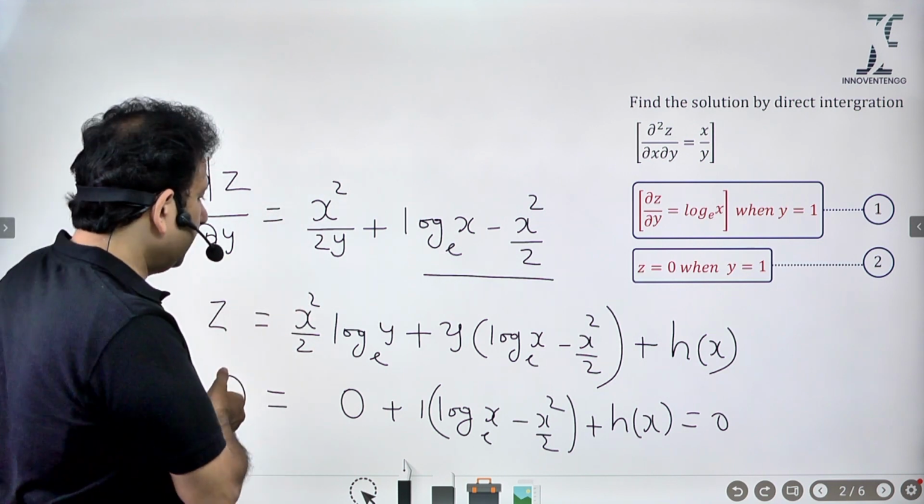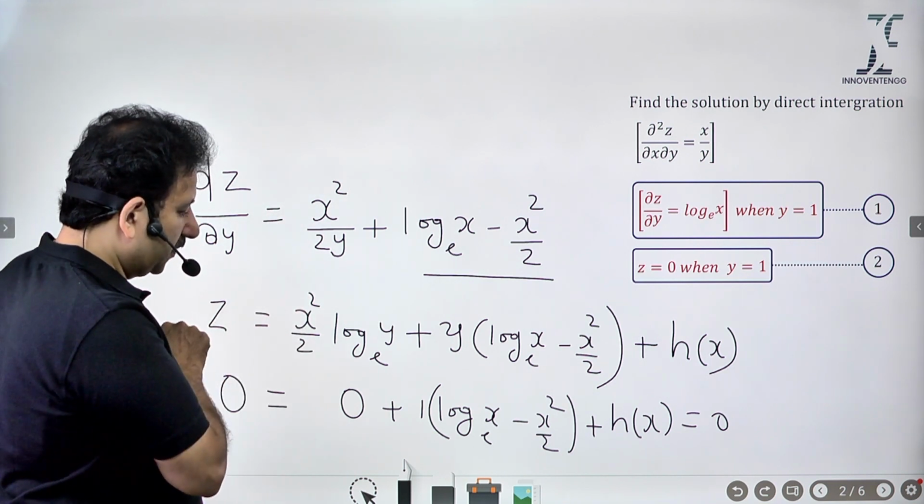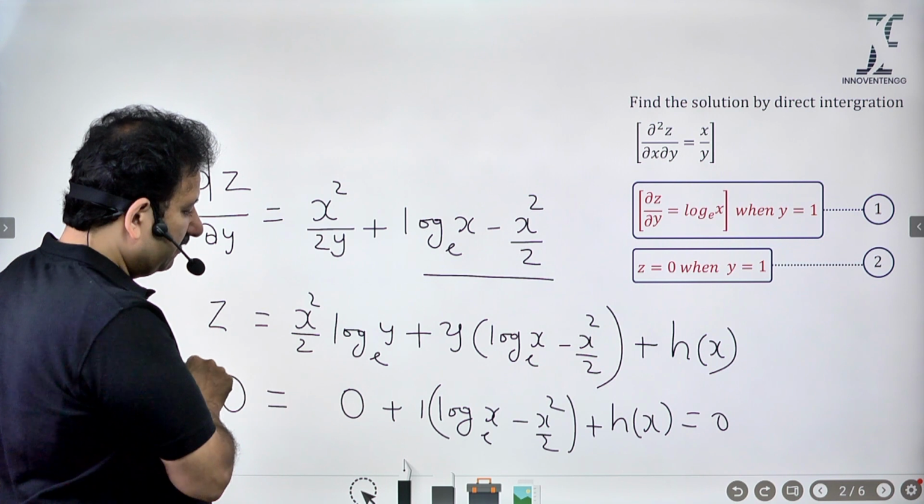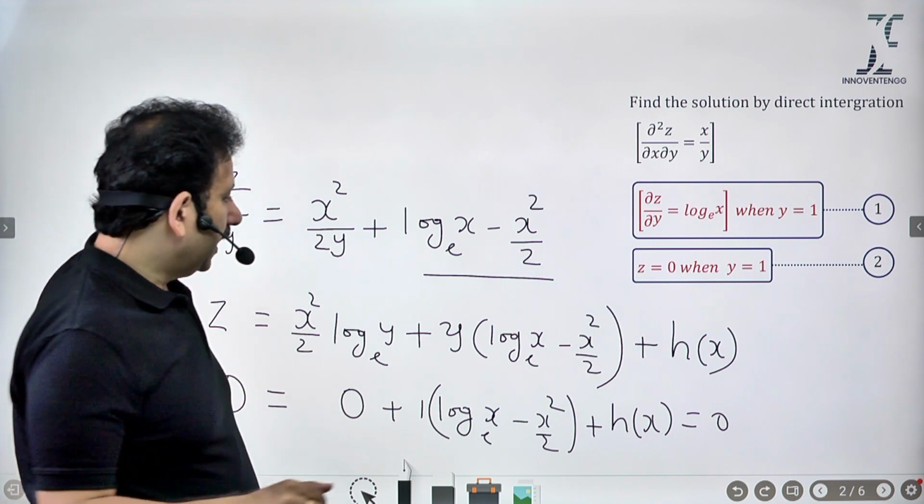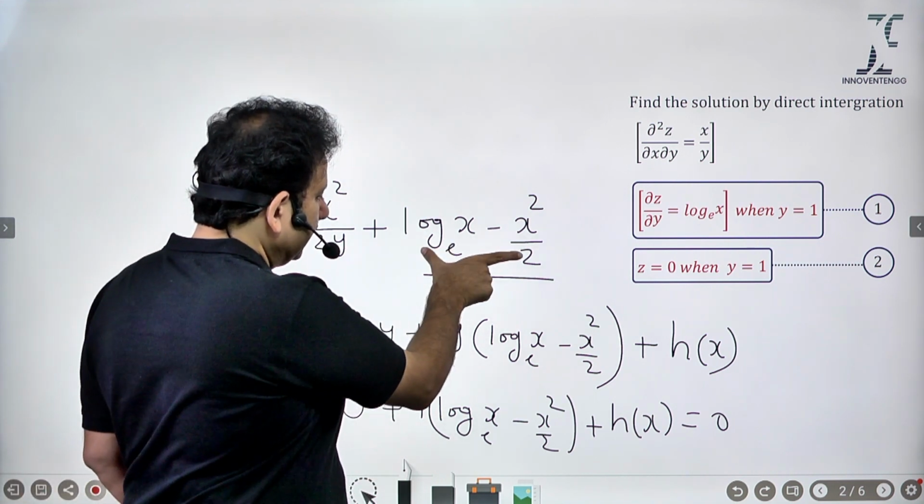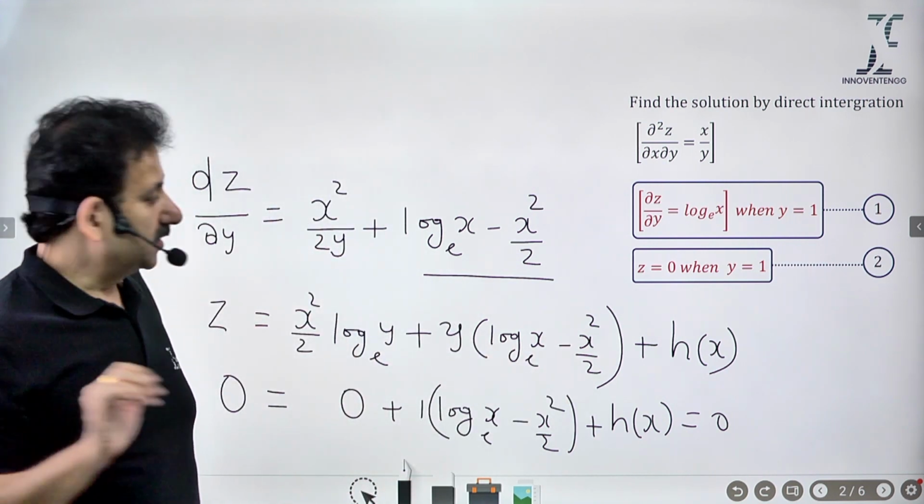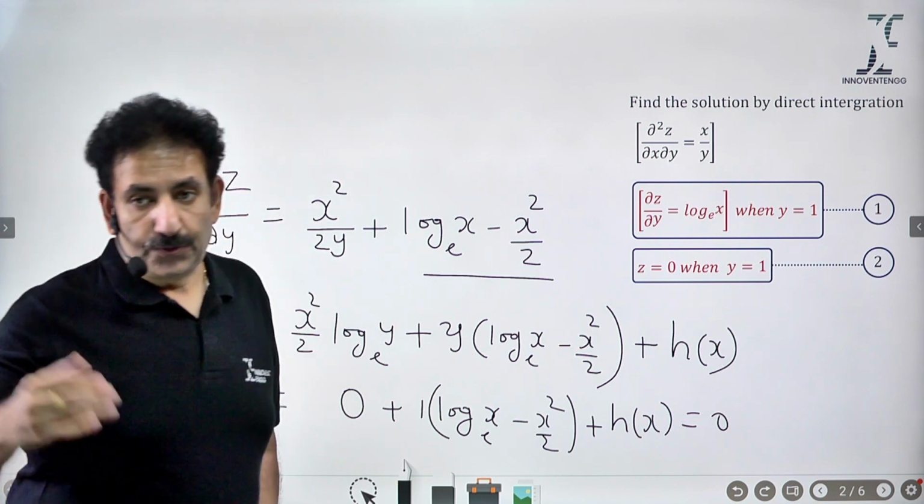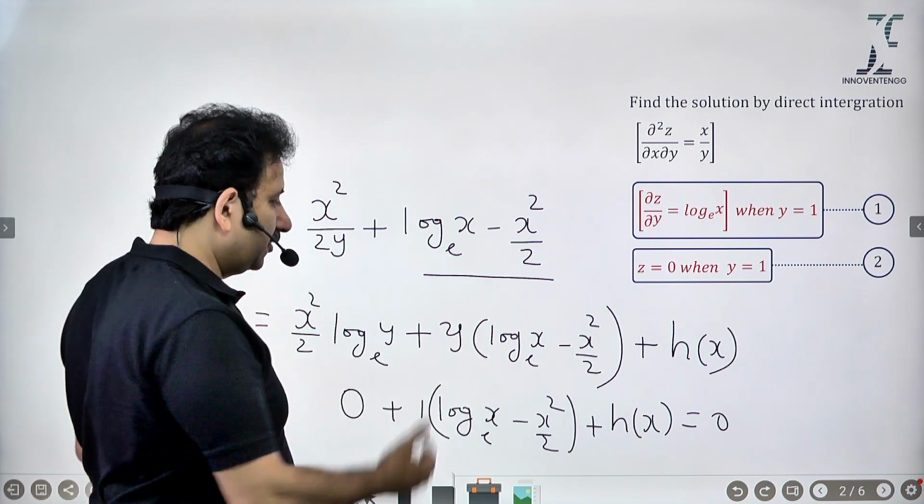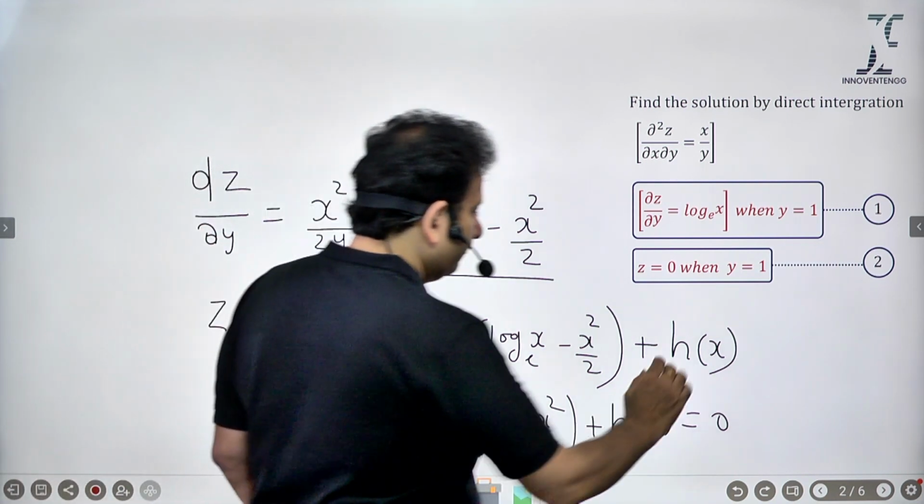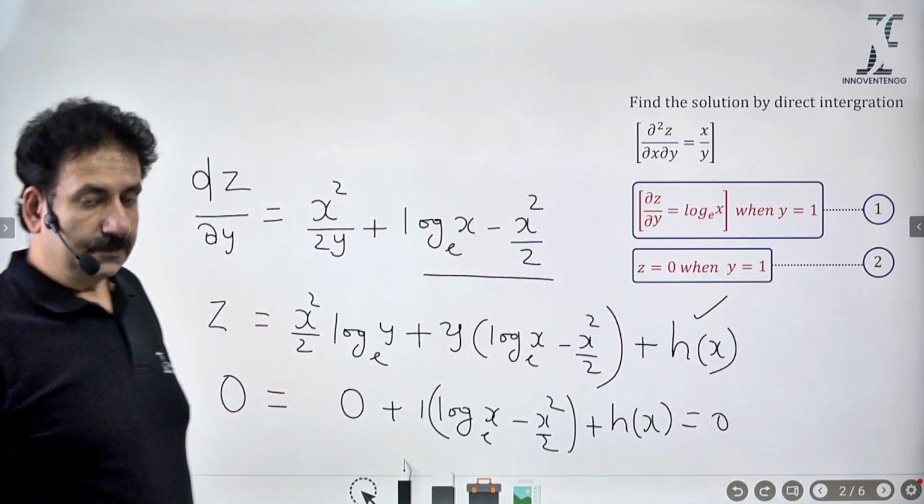And you remember, x is kept constant, x square by 2 becomes a constant. 1 by y, if I integrate, I'll get log y. And then if I integrate any constant with respect to y, that constant into y. Because both these are functions of x, so both are constants, and constant into y, and plus one more constant of integration, that is h of x.